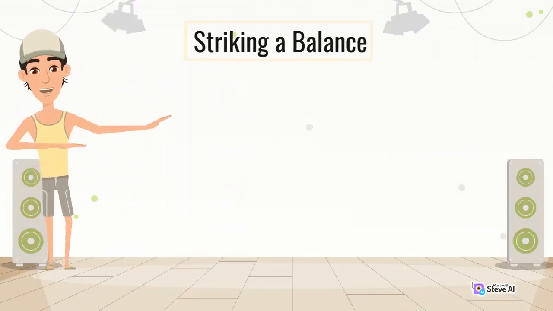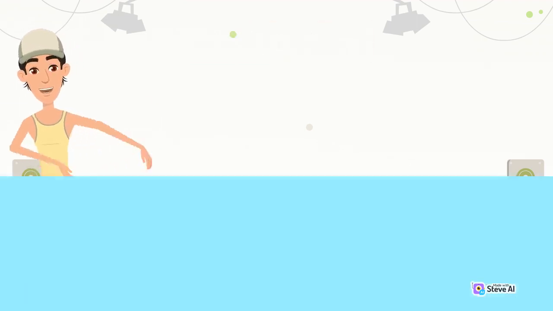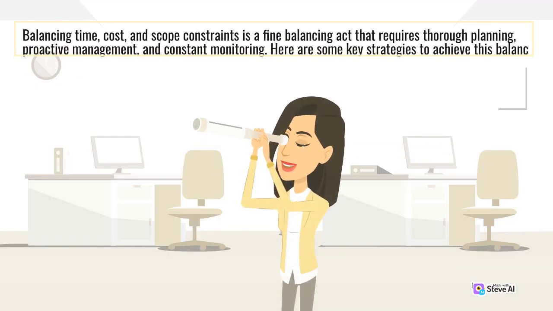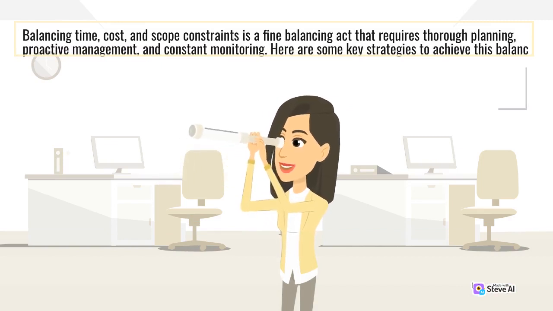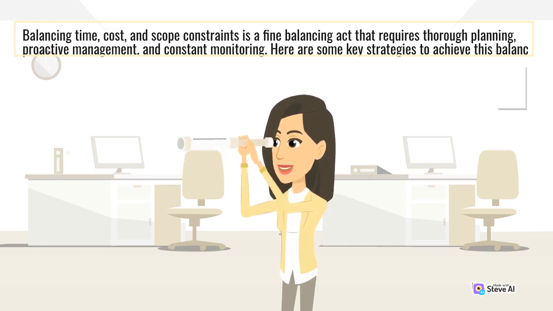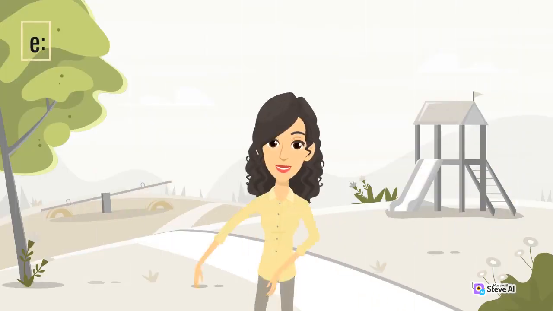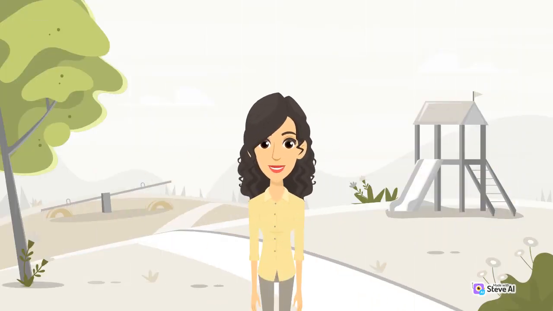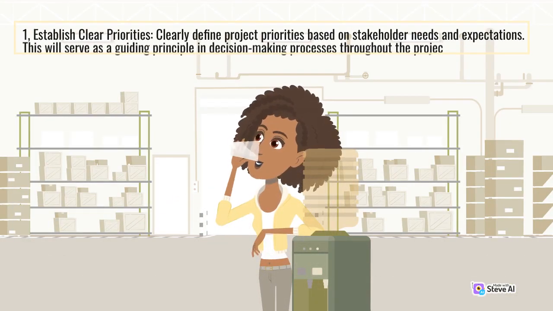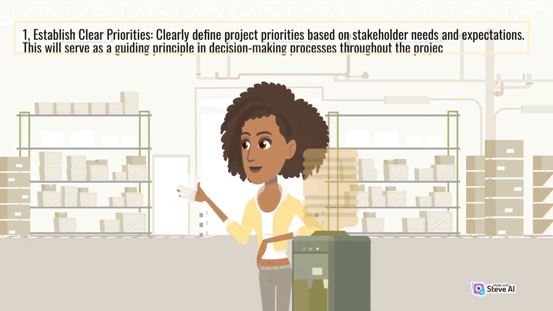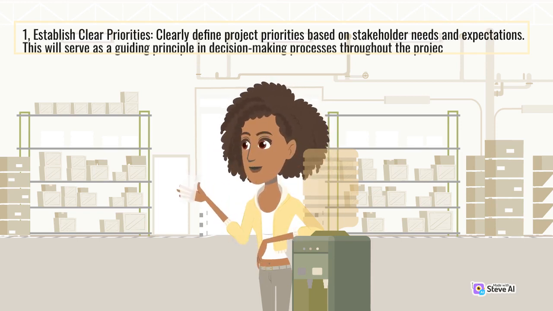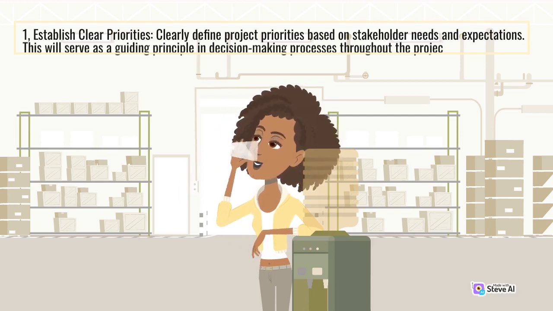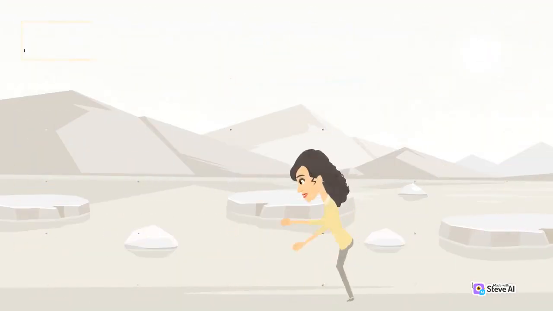Striking a balance. Balancing time, cost, and scope constraints is a fine balancing act that requires thorough planning, proactive management, and constant monitoring. Here are some key strategies to achieve this balance. 1. Establish clear priorities. Clearly define project priorities based on stakeholder needs and expectations. This will serve as a guiding principle in decision-making processes throughout the project life cycle.